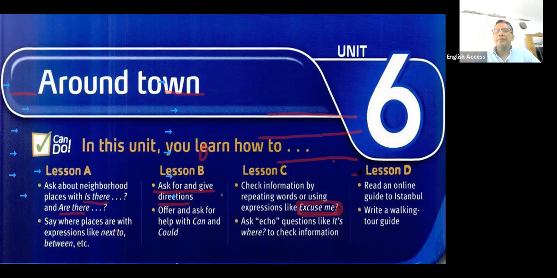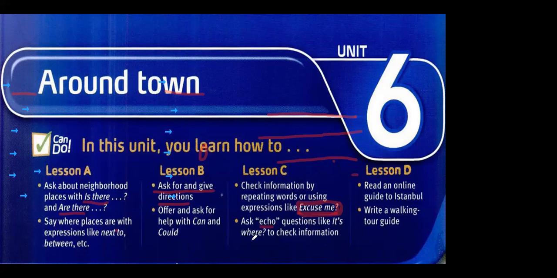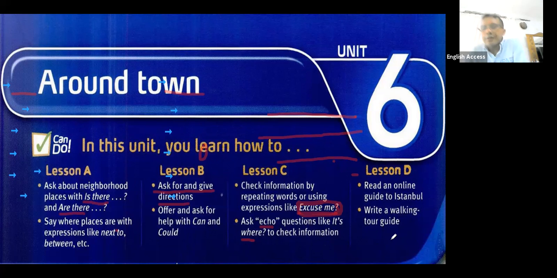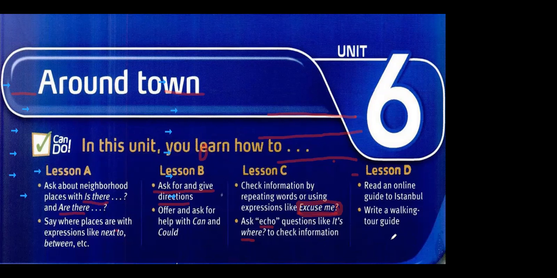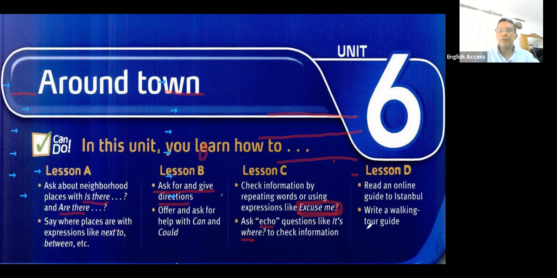Lesson D, please, Alejandra. Lesson D. Read an online guide to Istanbul. Write a walking tour guide. Talking about this, I asked you yesterday to write a walking tour guide from your city, even while you weren't here, Alejandra. From your city, it could be Acapulco, it could be Puebla, Ixtlahuaca, anywhere where you are.